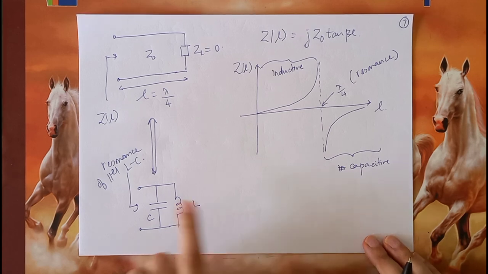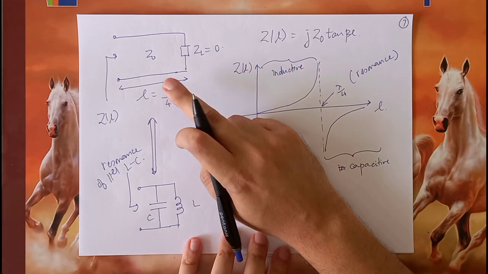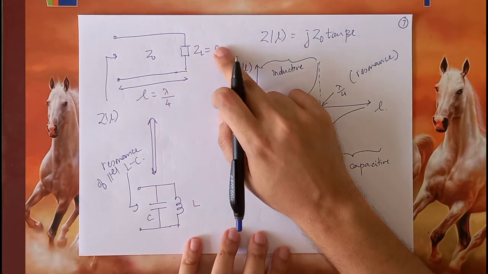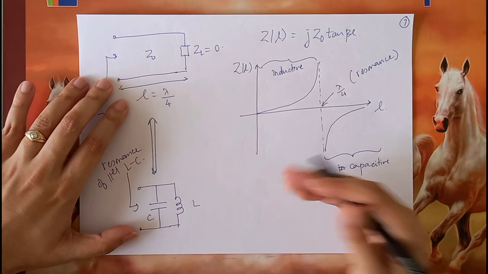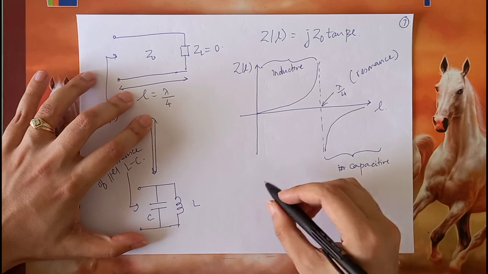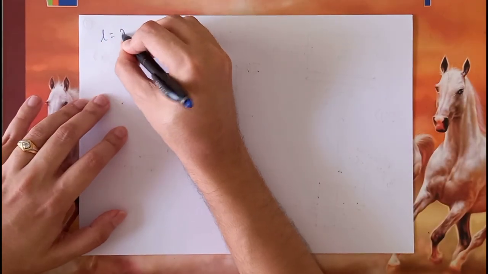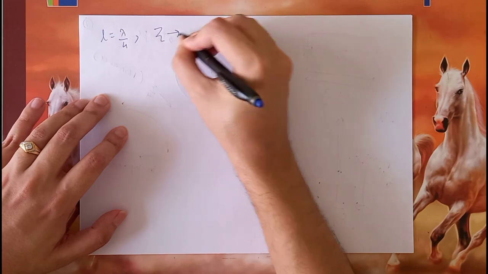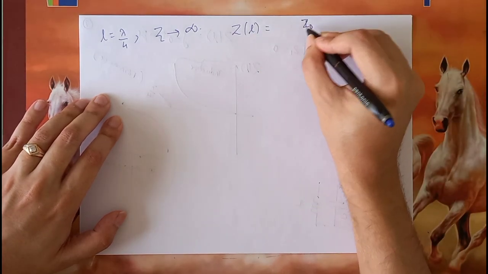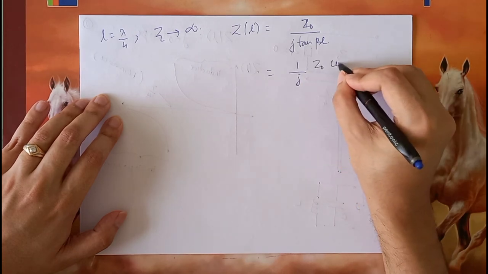Likewise, you can arrive at the condition for series resonance also. So for series resonance, the length of the line has to be lambda by 2, or you can keep the length as lambda by 4 and make the load impedance infinite. So you can look at those points where the impedance essentially comes to zero. Let us say I have a different case where the length is lambda by 4 and the ZL tends to infinity. So I can say that Z of L, as we had proved earlier, is Z0 divided by j tan βL, or like 1 by j Z0 cot βL.